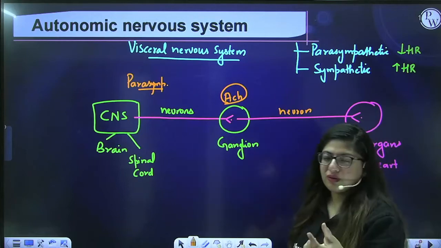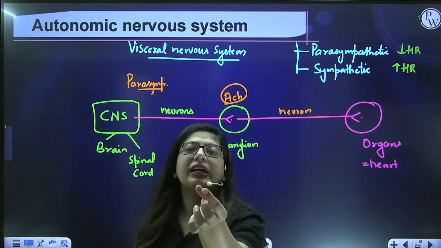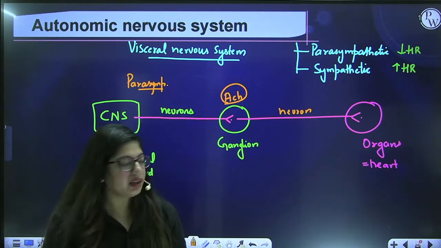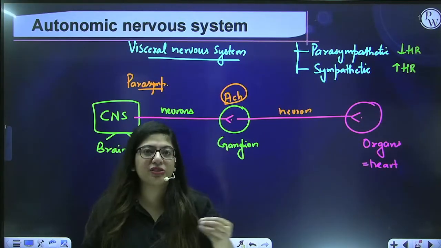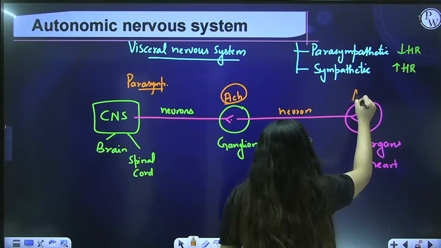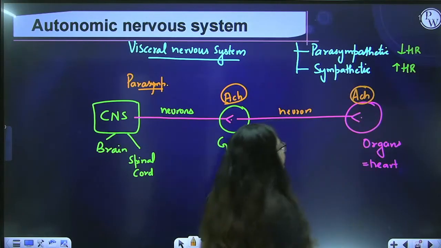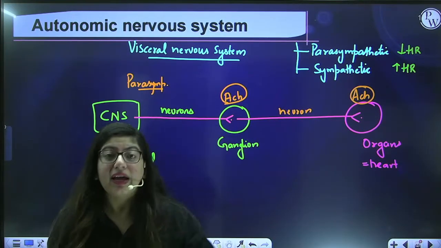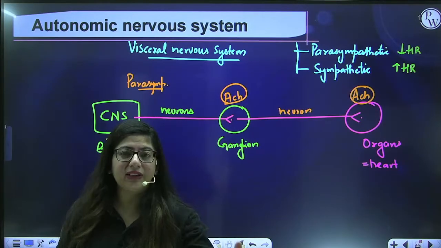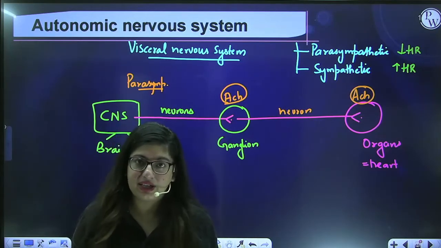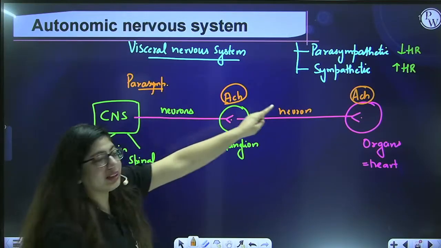Because you know the nerve impulse is transmitted from one neuron to another with the help of the release of a neurotransmitter, that we have done already in the transmission of nerve impulse, right? Now when it has to send the impulse to the heart, what will it do? It will again release a neurotransmitter, that is ACH, acetylcholine, and accordingly the function will take place. ACH will inhibit the function and the heart rate will decrease. Okay, so we say parasympathetic decreases heart rate.